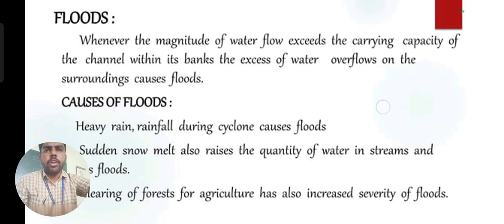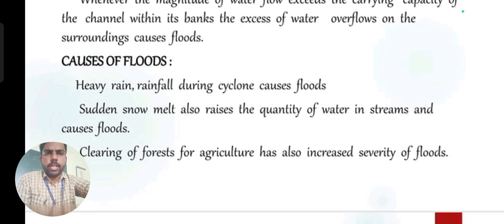First of all, we are taking some examples of natural disasters, that is floods. What is the meaning of floods? Where the magnitude of water flow exceeds the carrying capacity of the channel within the banks, the excess water flows onto the surroundings. The causes of floods are heavy rainfall, cyclones, and sudden snow melt. This type of disaster may occur very recently.